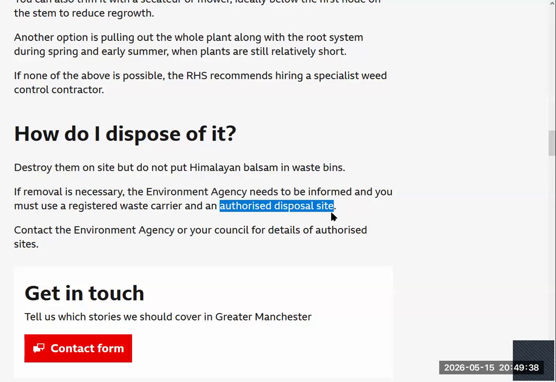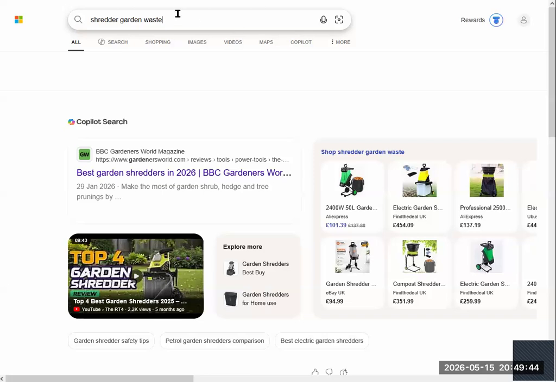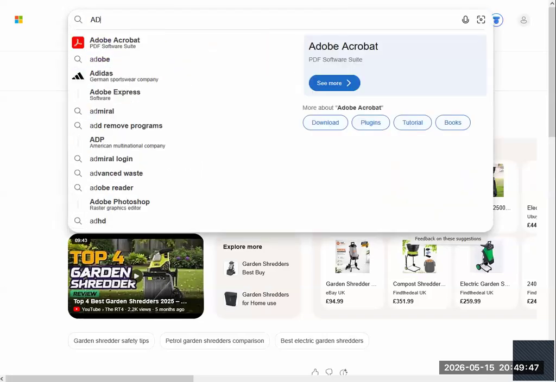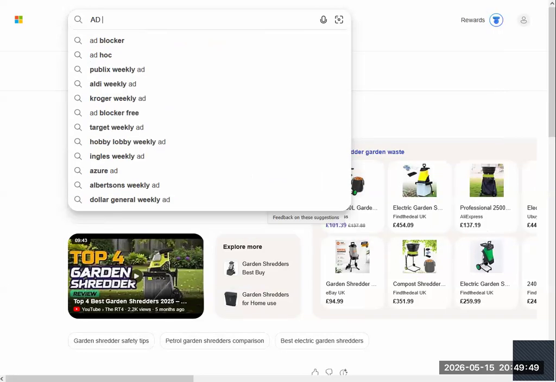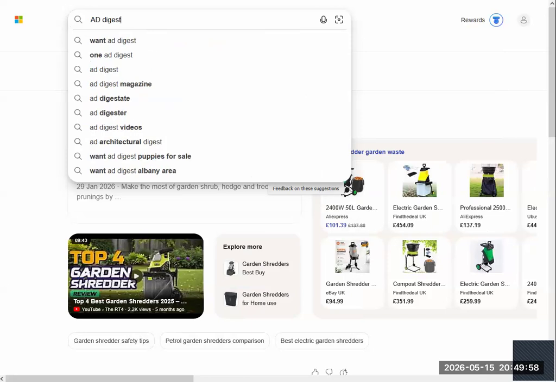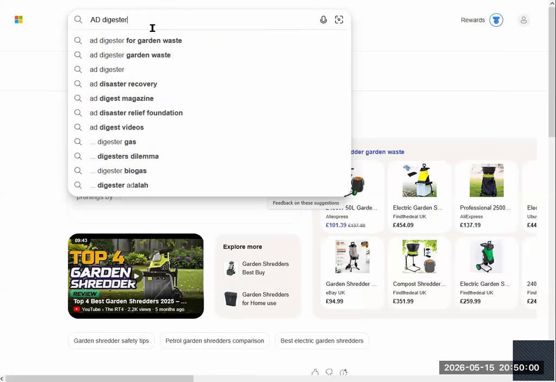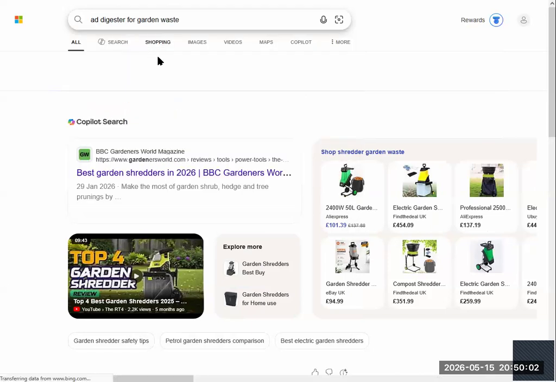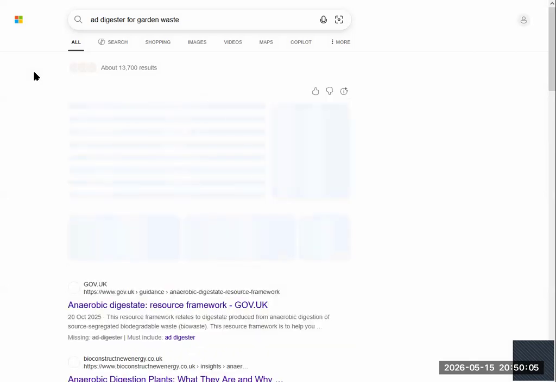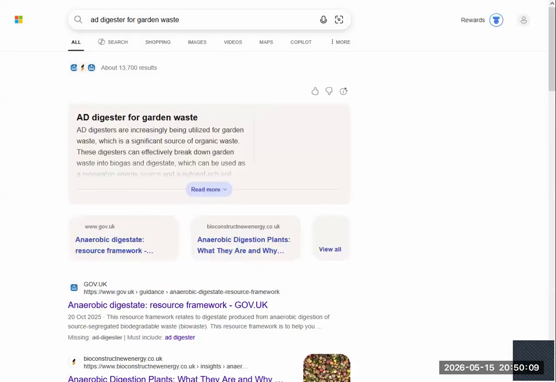But there are other things. So there is something called, is it AD? Anaerobic digester. So let's look that up. AD digester for garden waste. AD normally just stands for anaerobic digester or digestate.